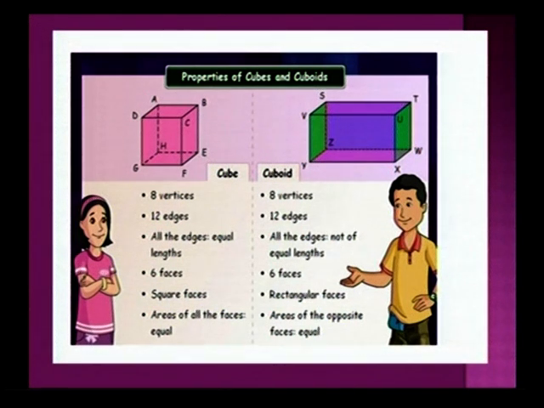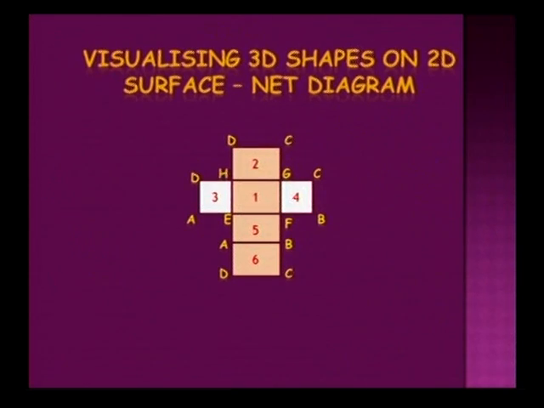Okay. The areas of all the faces are equal. We may find all the face areas are equal. But in the cuboid, only opposite sides are equal. Only the areas of opposite sides are equal. So do you understand, sparrows, what is the difference between cube and cuboid? Are you understanding? Okay, let us see the following picture.